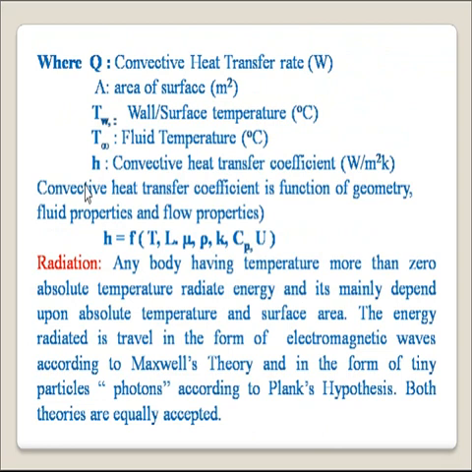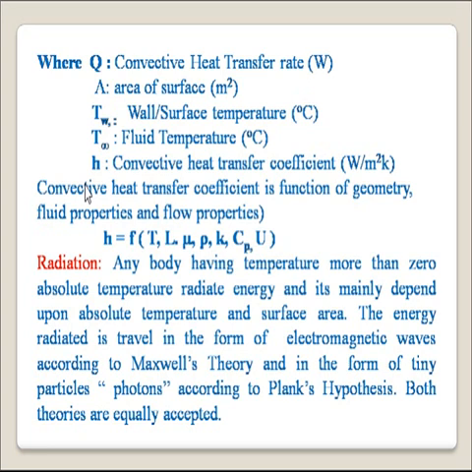where Q is a convective heat transfer rate in watt, A is the area of surface which is in contact with the fluid. Area in Fourier law is the area normal to the heat flow direction. Here area is the surface area which is in contact with the fluid. Tw is the wall or surface temperature. T infinity is fluid temperature. h is convective heat transfer coefficient in watt per meter square per Kelvin.